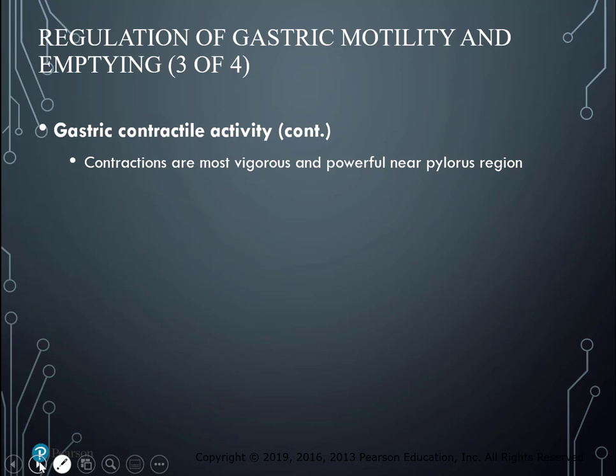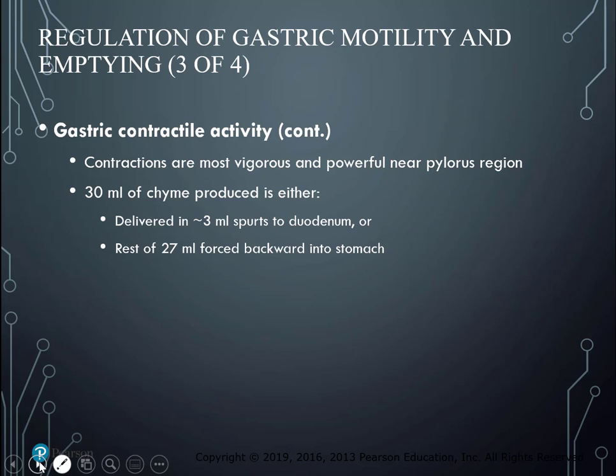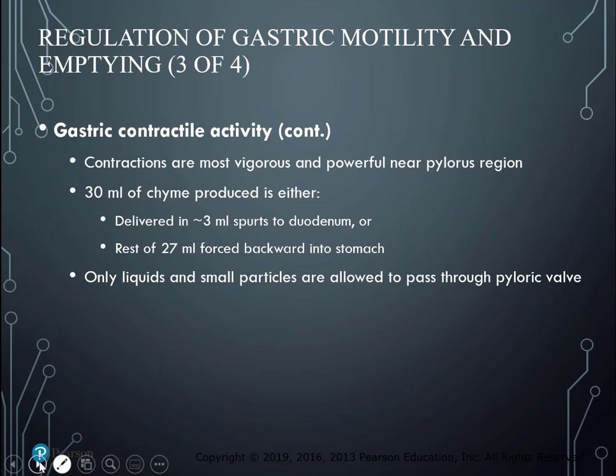Contractions are very vigorous and powerful, quite close to the pylorus end. And 30 ml of chyme is produced, with 3 ml delivered in spurts into the duodenum, and the rest, 27 ml, forced back into the stomach. So only liquids and small particles are allowed through the pyloric valve.